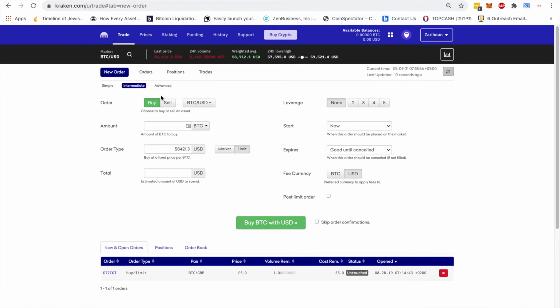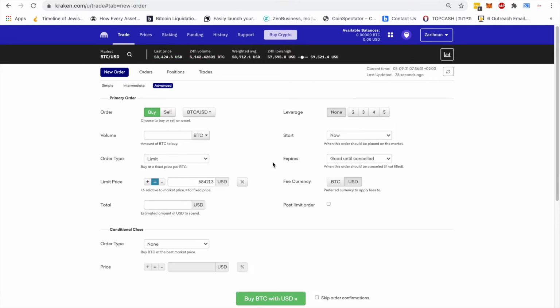If you look at the right side of the screen, you have the leverage option. When do you want this to start, and when does it expire? You also have the ability to pay the fee either in dollars or in Bitcoin, which is kind of cool, especially if you believe the cryptocurrency value is going to go up. So maybe it will be better to pay in dollars if you have some dollars in your account balance. Here you can open a position with no leverage, leverage 2, 3, 4, or 5. This is what we call margin trading. And then you have the advanced.